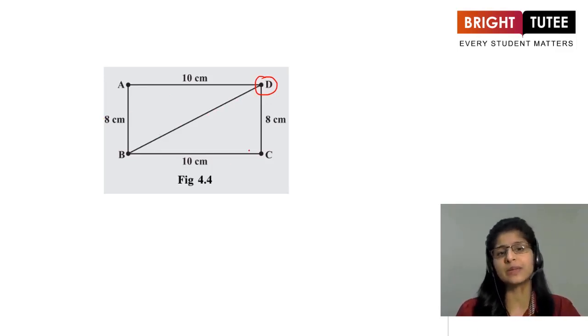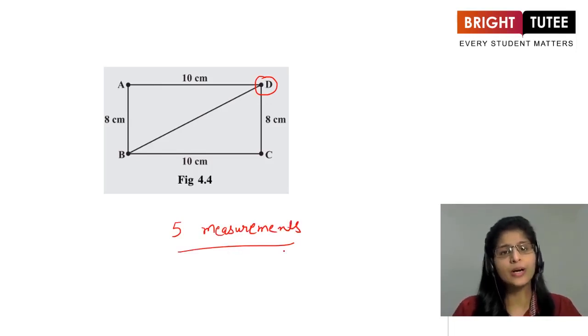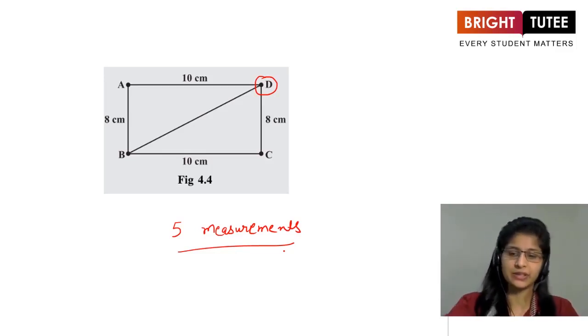So how many measurements are required for forming a unique quadrilateral? We require 5 measurements. How many measurements do we require? 5 measurements at least to draw a quadrilateral, or I say a unique quadrilateral. Clear? This thing is clear, why only 5 measurements are required. Let us now see what we are going to learn in the chapter.